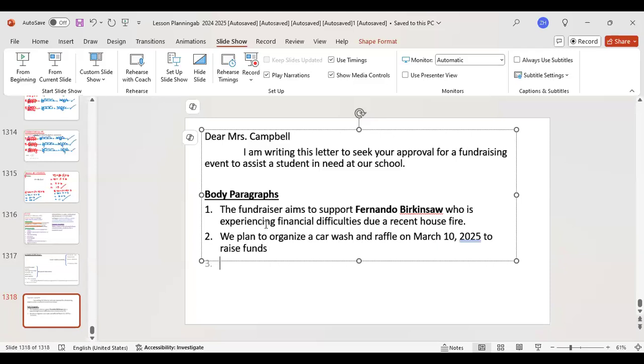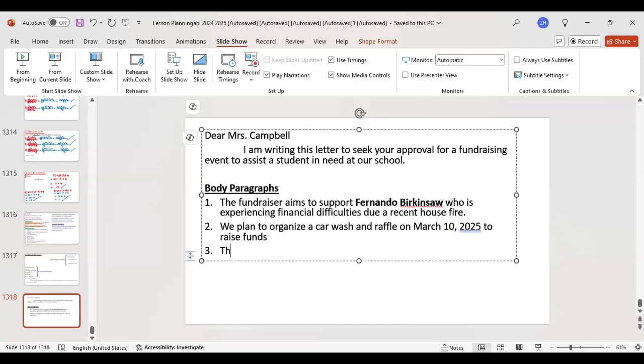And your next paragraph can talk about why you think this event is important, why you think she should say yes. So this event will promote what?